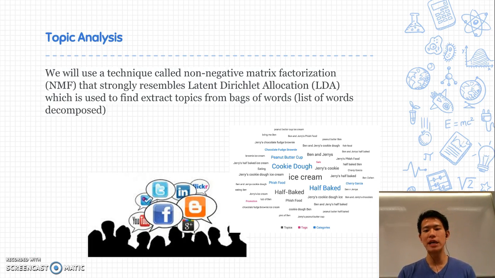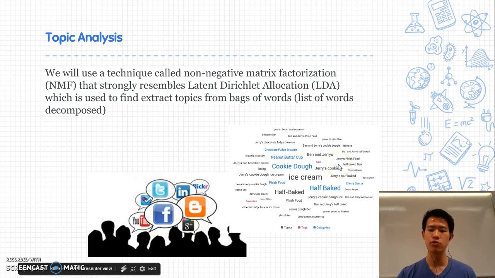Alright? So in this section, we are going to learn about NMF, non-negative matrix factorization. This resembles LDA, latent Dirichlet allocation. I'm going to explain more how it works. What it does is that from the bags of words, the frequency of words, we can find out dominant topics, just like this word cloud over there about ice cream and cookie dough.